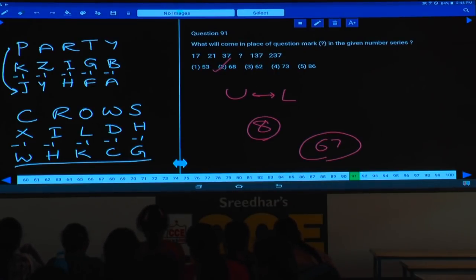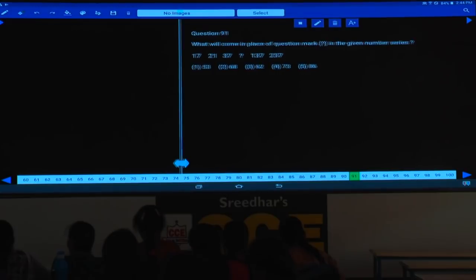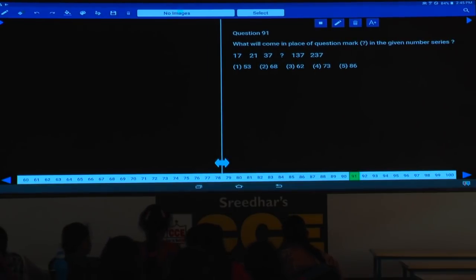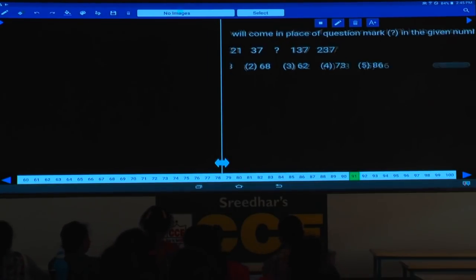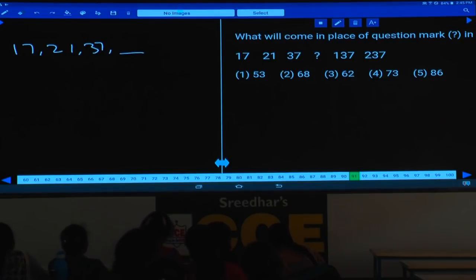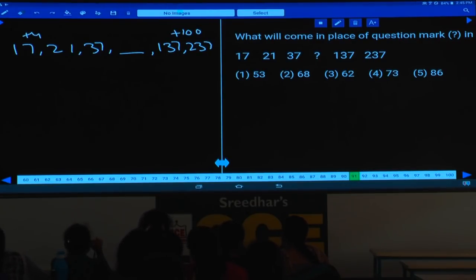Question number 91. What is your answer here? 17, 21, 37. Now as the numbers are increasing at a smaller rate, it must be under which category? It must be under difference. The series is 17, 21, 37, blank, 137 and 237. The difference between the first two is 4, and then it is 16. How can you express this?